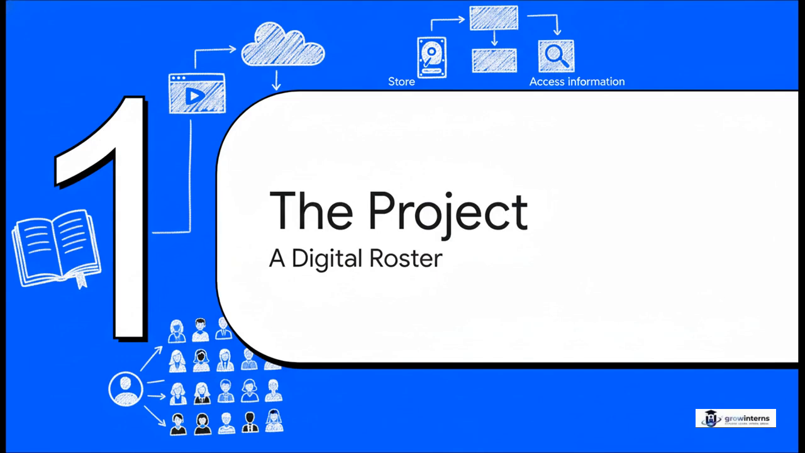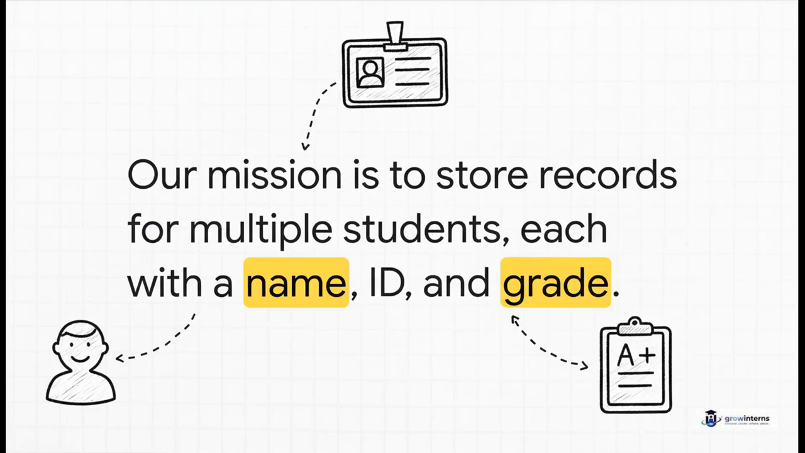We're creating a digital roster. Simple as that. The real challenge is, how do we store information for an entire class and then easily get it back when we need it? So let's get specific with our mission. For every single student, we need to store 3 pieces of information: their name, a unique ID, and their grade. Name, ID, grade. That's our target. With that clear goal in mind, we can start building.